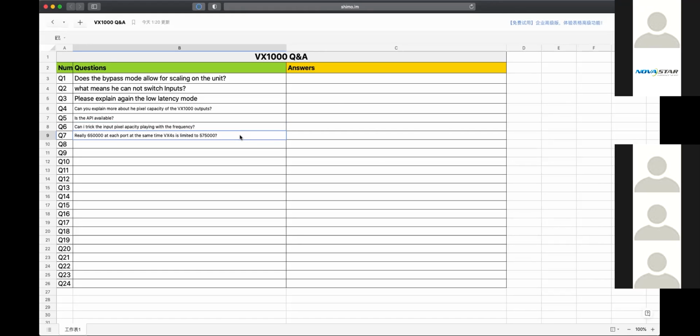And the next one is about the relay, 650,000 pixels at each port. At the same time, the VX4S is limited to 535,000. Actually, the limitation in the VX4S is caused by the chip we used in this processor. It is limited by the input source, because the VX4S supports single link DVI, and for single link DVI, the maximum input resolution is 1920 by 1200. If we calculate these two numbers, we get 2.3 megapixels. So this is the total loaded capacity for the VX4S, but each port can take up to 650,000 pixels.